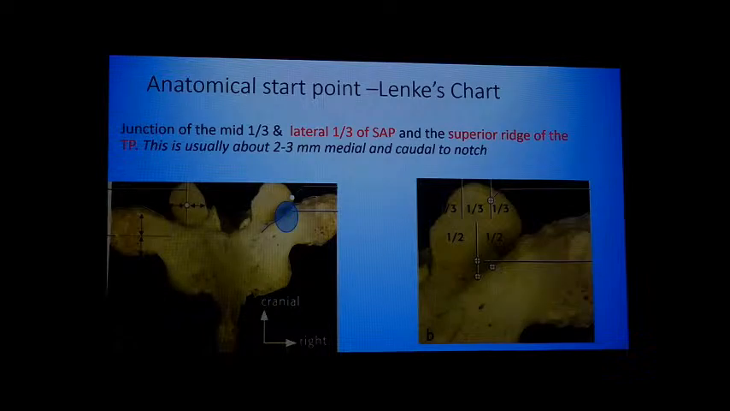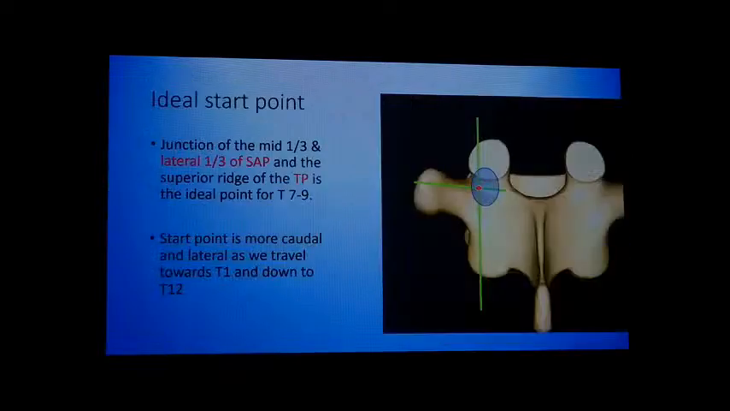So the junction of the mid 1/3 and the lateral 1/3, draw a line down and take a point, draw the superior ridge of the TP, and at that point, that is the start point which is described. Now this is the ideal start point for mid thoracic screws, up to T7 to T9. So this is the right start point.